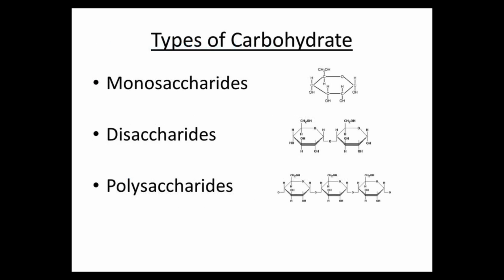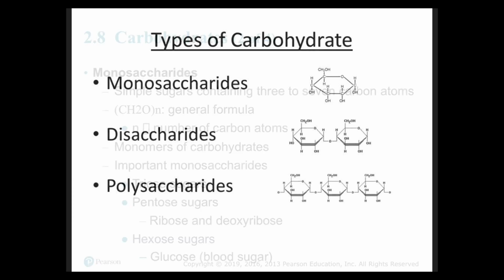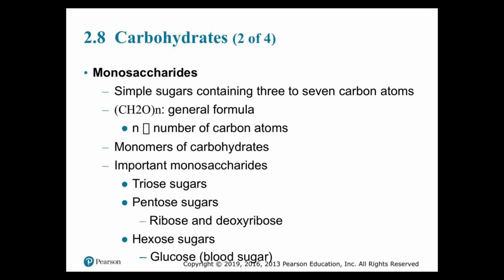This very simplified figure shows very simple examples, types of carbohydrates. A monosaccharide, you have there a 6-carbon monosaccharide. Disaccharides are 2 of those monosaccharides joined together, and polysaccharides are many monosaccharides joined together. Let's look at details of each one of the carbohydrates.